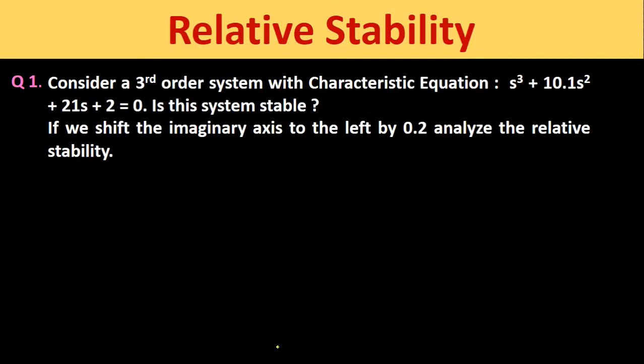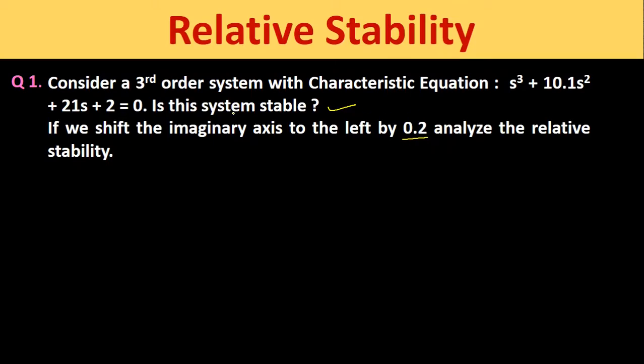So the first question on relative stability is: consider a third order control system with characteristic equation s cube plus 10.1 s square plus 21 s plus 2 is equal to 0. Is this system stable? That means for the given characteristic equation of third order control system, we have to find out whether the system is stable or not. Then we have to shift the imaginary axis to the left by 0.2 units. Then we have to analyze the relative stability.